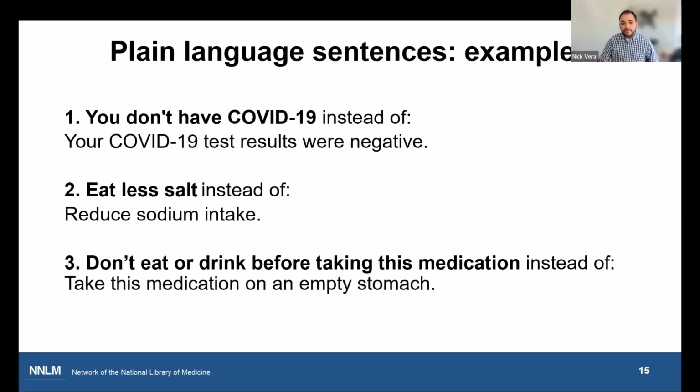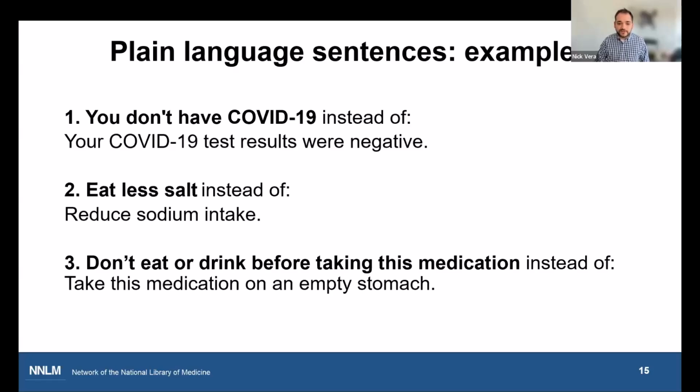So, sentences written in plain language are easy to understand. Here are some examples of sentences revised for plain language. Your COVID-19 test results were negative could cause some confusion because isn't negative bad? The plain language revision of this sentence is you don't have COVID-19, which is ultimately what we want folks to hear. It's much more straightforward and easier to understand.